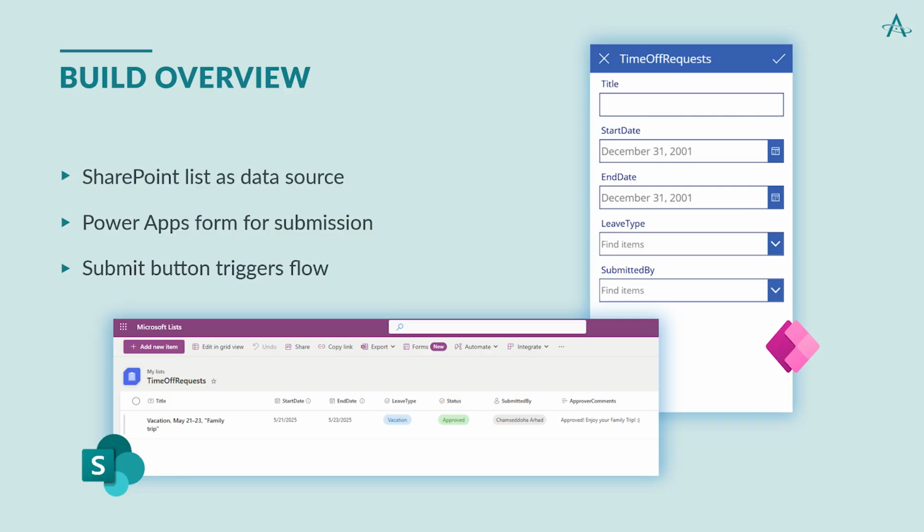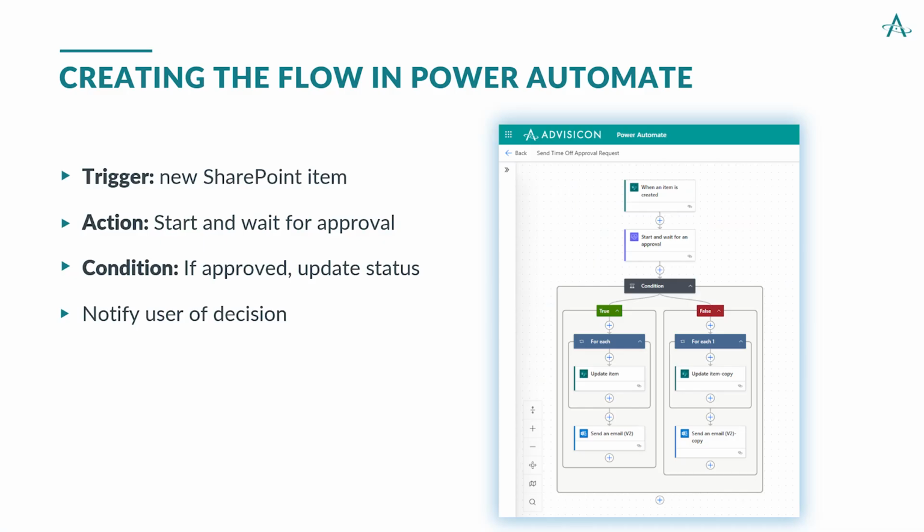We will use SharePoint to store requests. In Power Apps, we will design a simple form and connect it to a button that launches the approval process via Power Automate. The Power Automate flow will trigger when a new item is added to the list. The start and wait for an approval action handles the interaction. Then we update the item and notify the requester accordingly.